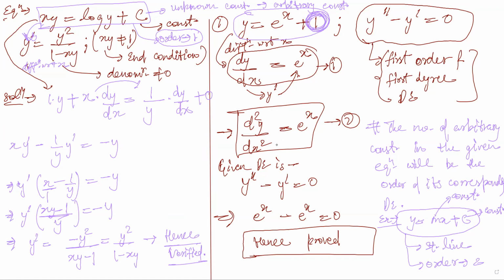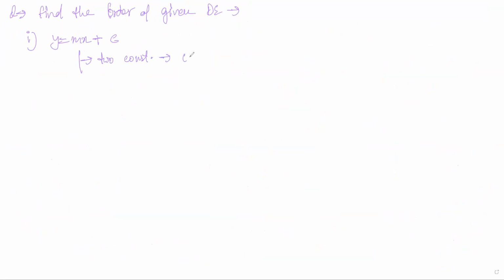So we can always know the order of a differential equation if we can correctly identify how many arbitrary constants are involved. Just find the order of the given differential equation. The first equation was y is equal to mx plus c. So we know there are two constants, and hence the order is 2.